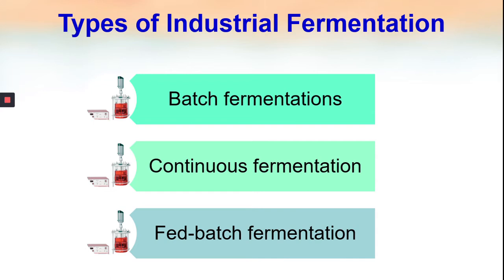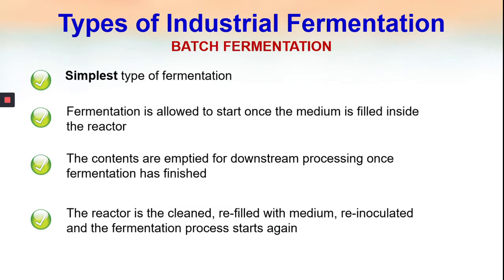Okay, now we are going to see the three operating systems that are mainly used for industrial fermentation. There are three types of operating system. The first one is batch fermentation, the second one is continuous fermentation, and the last one is fed batch fermentation. Batch fermentation is the simplest type of fermentation and is mostly used in industry.